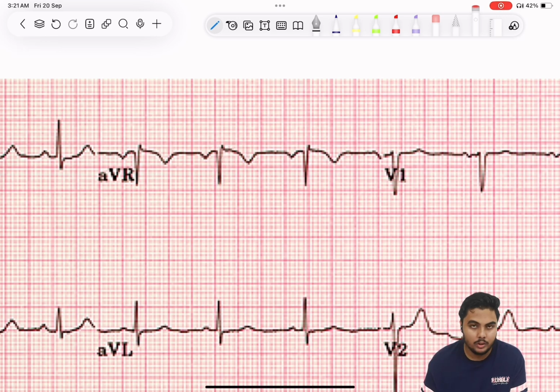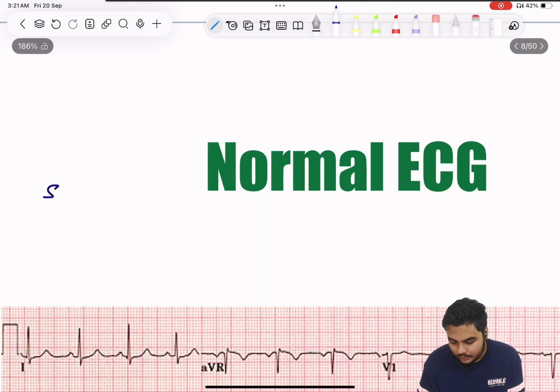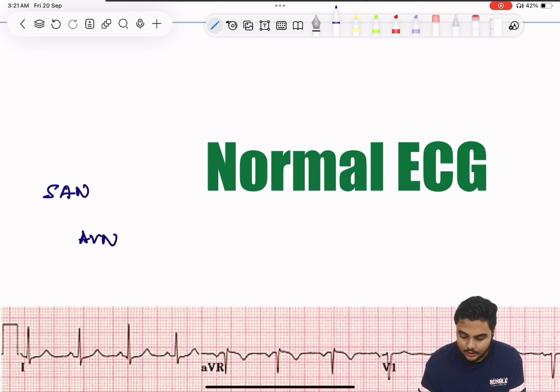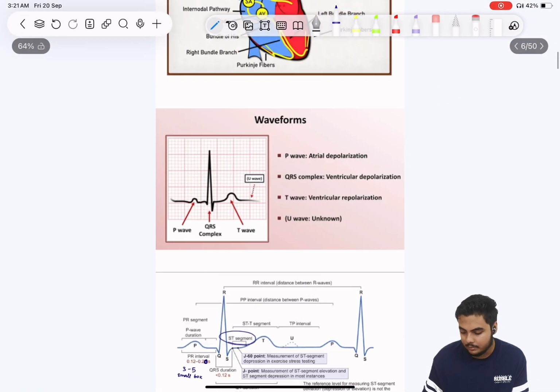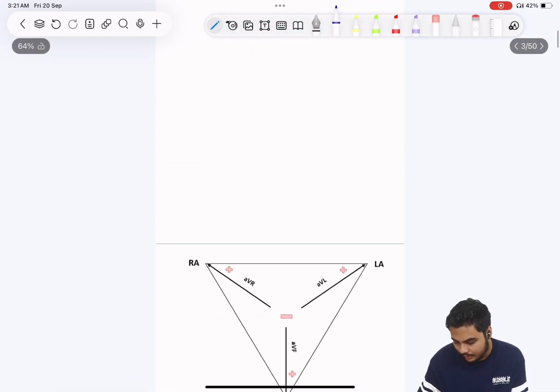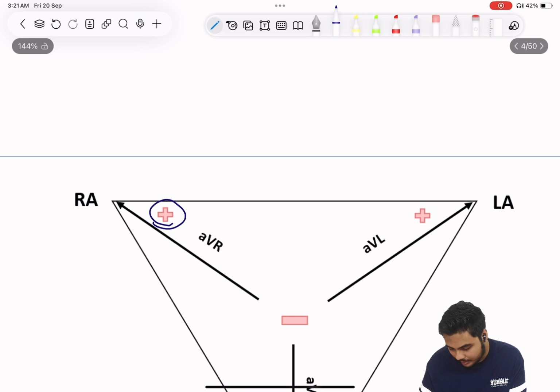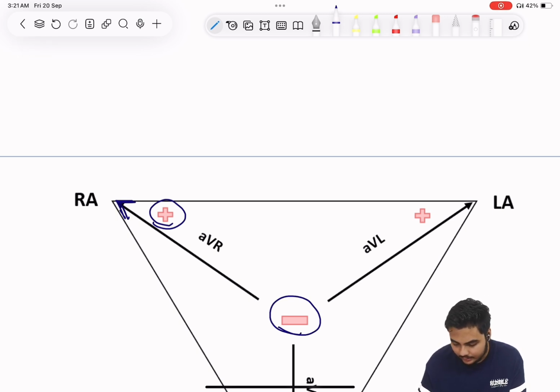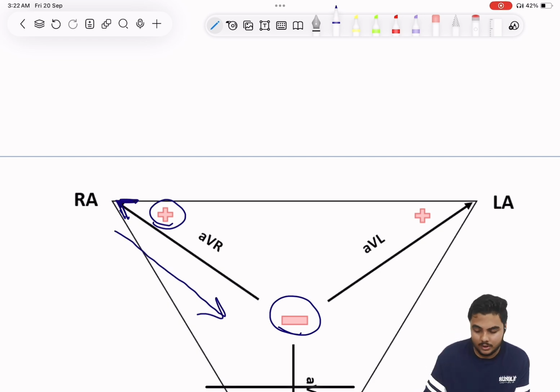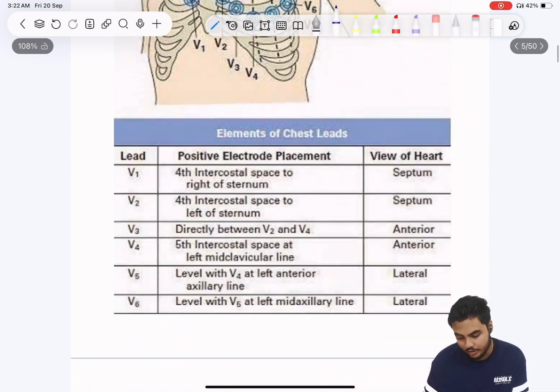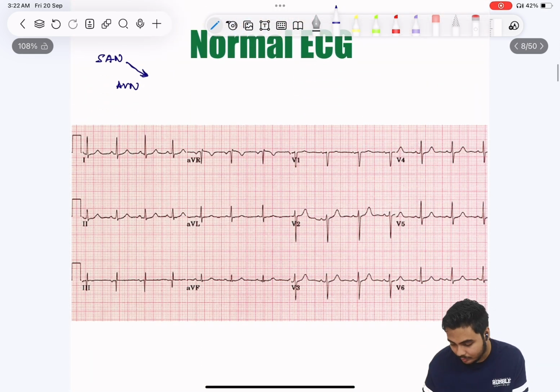You can see the P wave, the QRS, and the T wave, all three are negative in case of AVR. Suppose this is the SA node and this is the AV node. So the direction of the movement of the impulse is like this. But I already told you that for lead AVR, the positive terminal is there and the negative terminal is here. So the direction for this vector is this side, and the direction of the movement of the impulse is this side. As a result, both are opposite to each other, hence all the deflections in AVR are usually negative, and it is a normal finding.